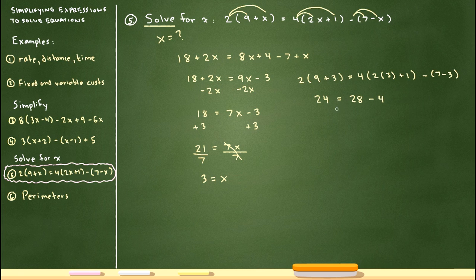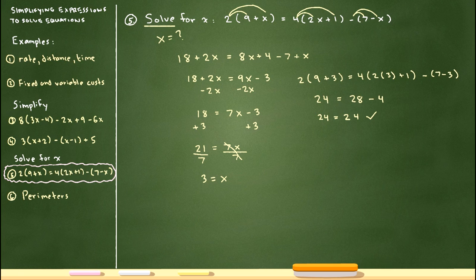And this is certainly true, right? 24 is equal to 28 minus 4. So 24 is equal to 24. So we know our solution is certainly valid. We get a valid statement. When x is 3, we see that these two expressions are equal to each other. So we know this is the right answer.